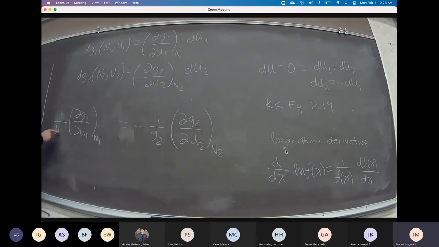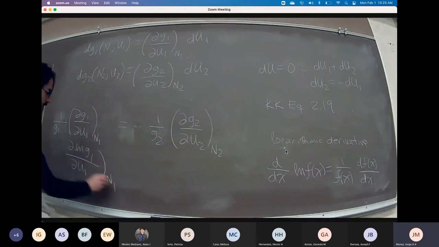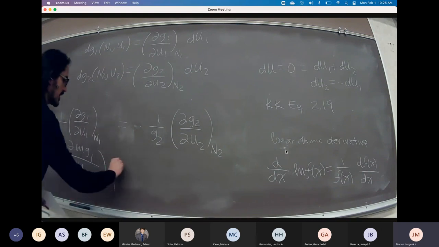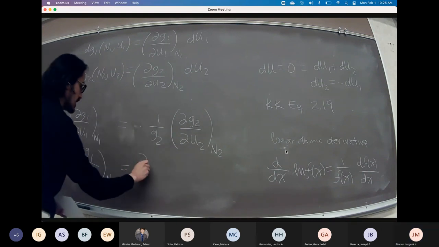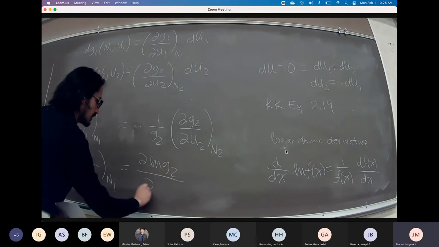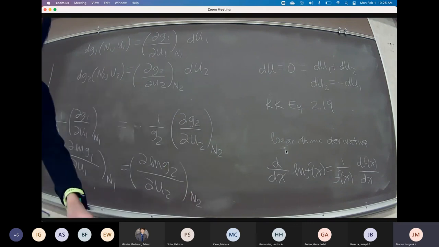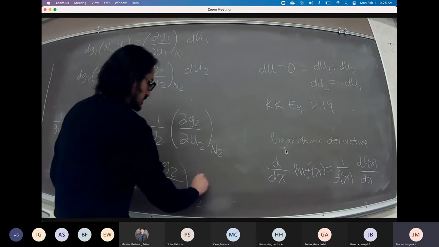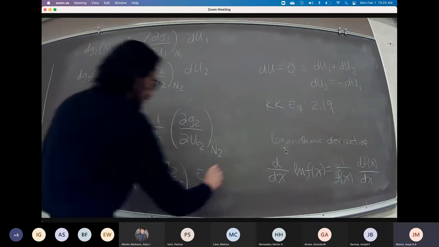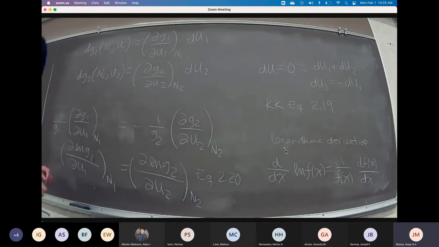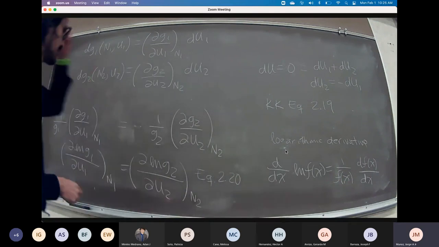So we can move this 1 over g1 in here. So this is going to be the derivative of the natural log of g1 with respect to u1 at constant n1. And we do the same thing here. So this is the derivative of the natural log of g2 with respect to u2 at constant n2. This is equation 2.20.